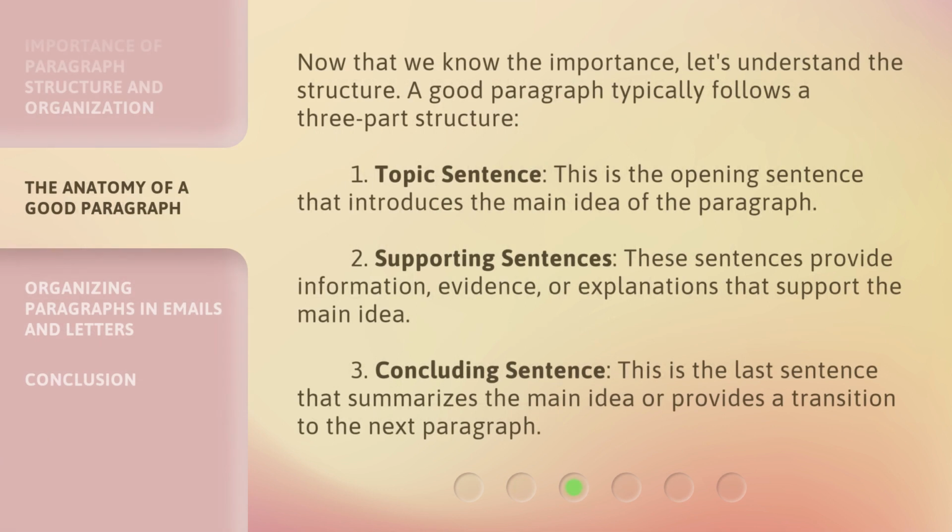Now that we know the importance, let's understand the structure. A good paragraph typically follows a three-part structure. 1. Topic sentence. This is the opening sentence that introduces the main idea of the paragraph. 2. Supporting sentences. These sentences provide information, evidence, or explanations that support the main idea. 3. Concluding sentence. This is the last sentence that summarizes the main idea or provides a transition to the next paragraph.